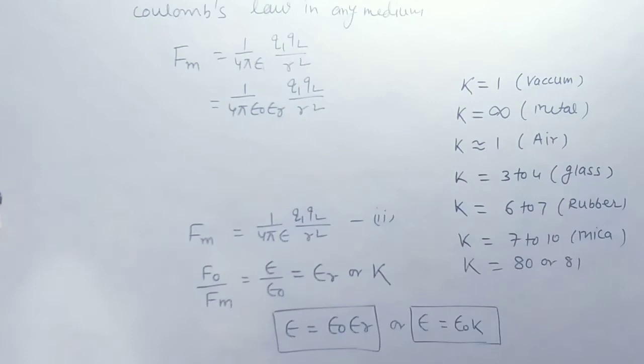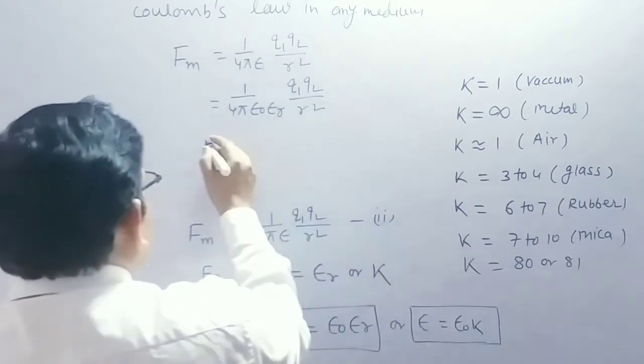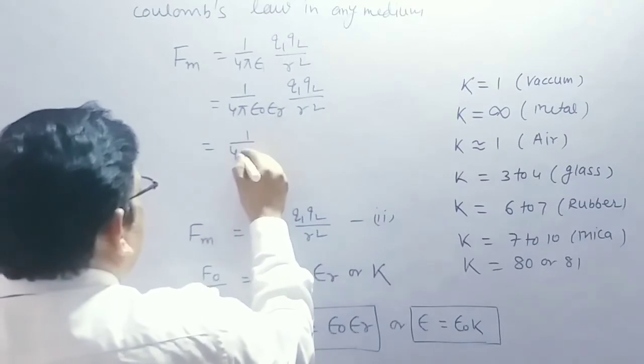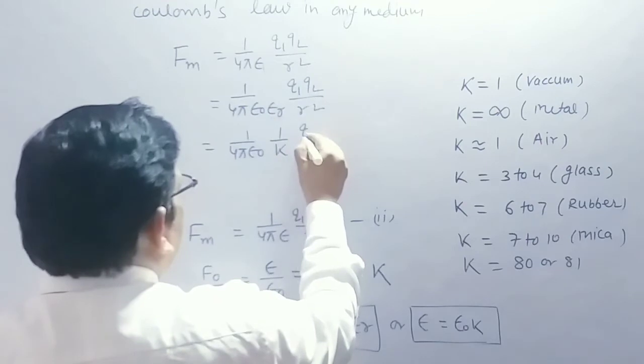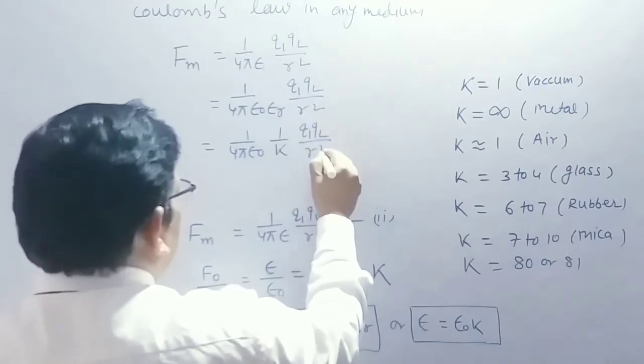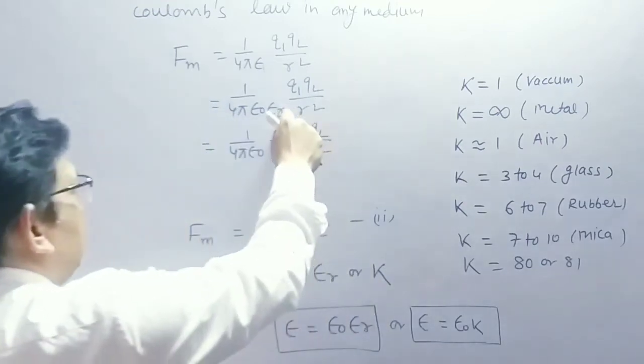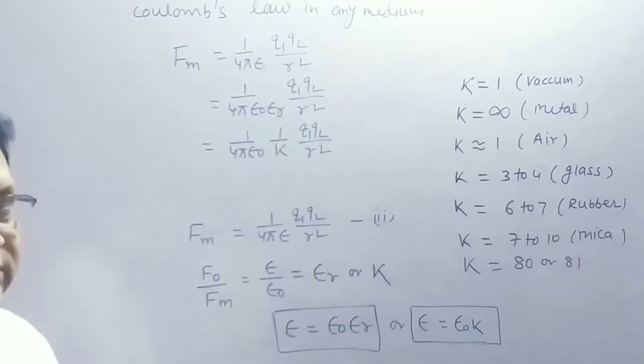Now assume that our medium is air. Then it can also be written like this, no problem. 1 by 4 pi epsilon naught 1 by K q1 q2 by r square, because relative permittivity or dielectric constant is the same thing.